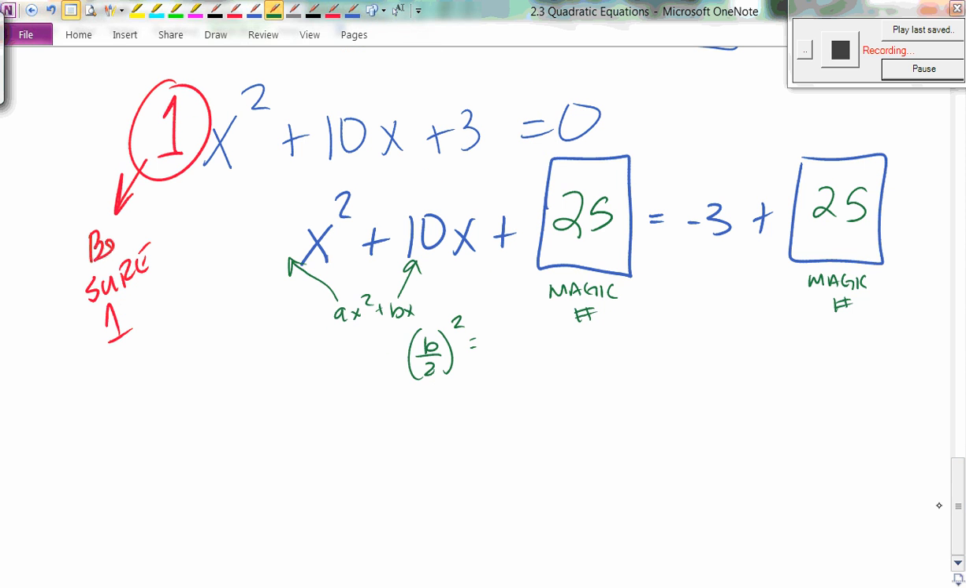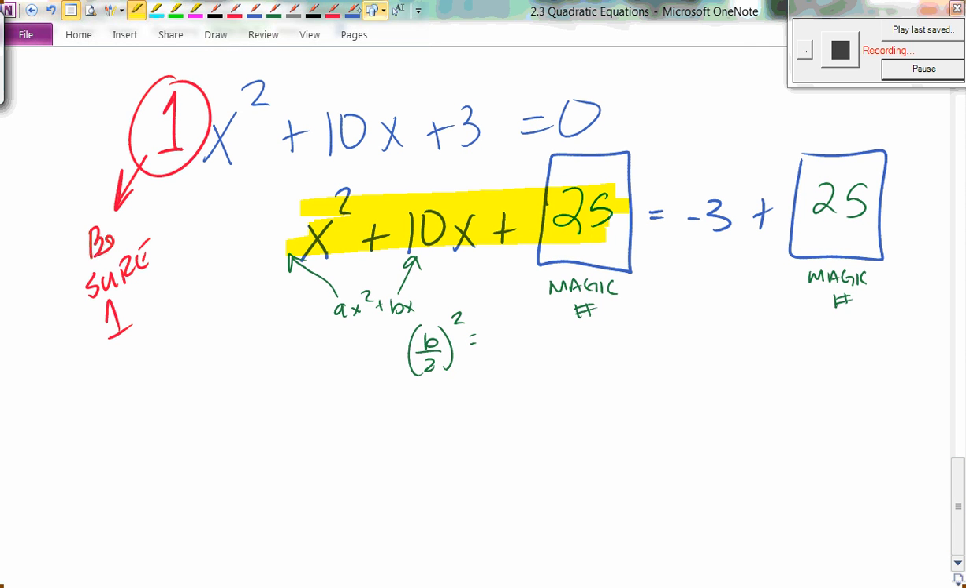Now, check this out. The whole reason that you do this is to create that perfect square trinomial. So, do you see it? What is the perfect square trinomial? (x plus 5) squared equals, oh my gosh, 22. Now, you're at that home free spot, and you know what to do.